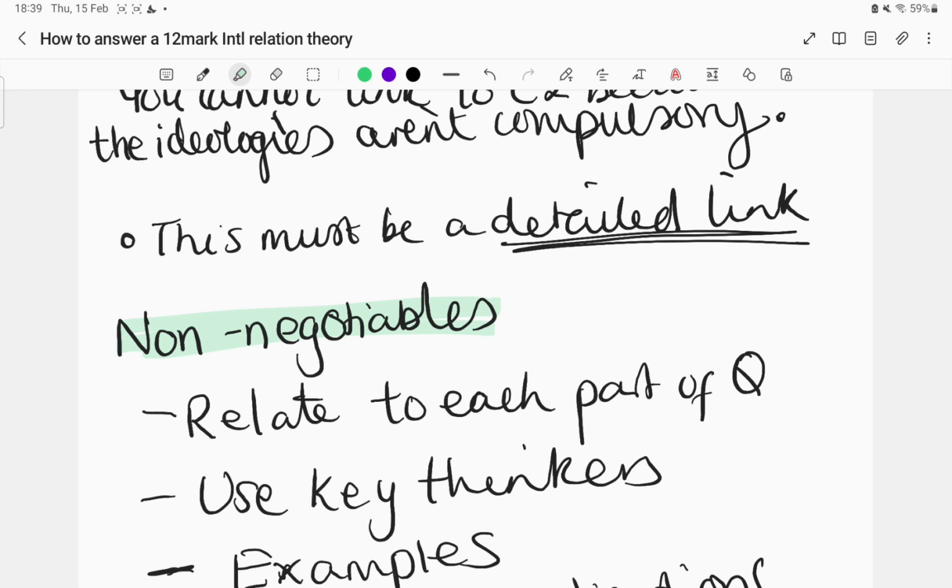You have to, it is a non-negotiable. You have to talk about everything in the question. If you don't, your marks are really going to be limited. The other thing that you need to do is to link to key thinkers.